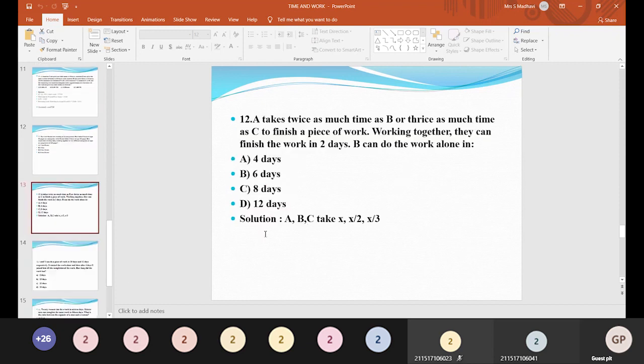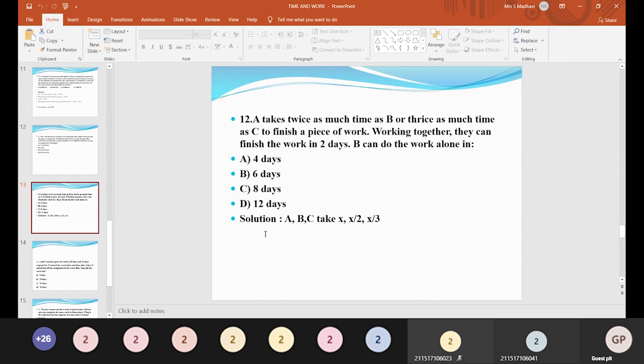Coming to the 12th problem: A takes twice as much time as B and thrice as much time as C to finish a piece of work. Working together, they can finish the work in 2 days. We need to find the time taken by B alone. Here let us take the times of A, B and C as x, x by 2 and x by 3. See, A takes twice as much time as B.